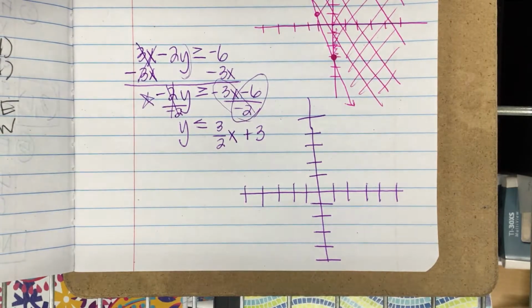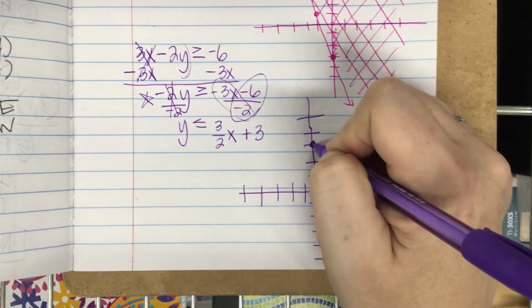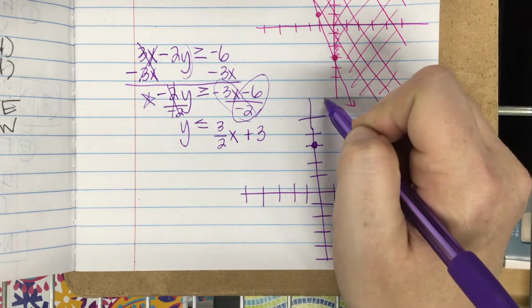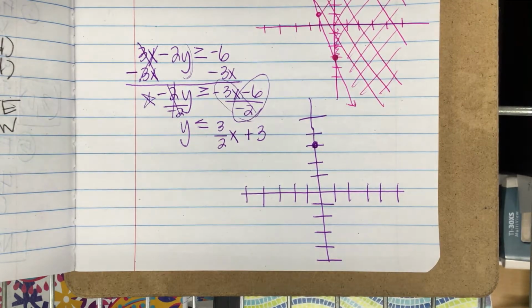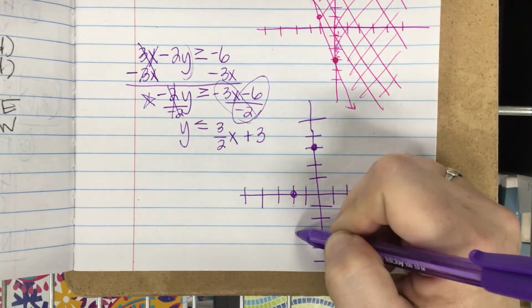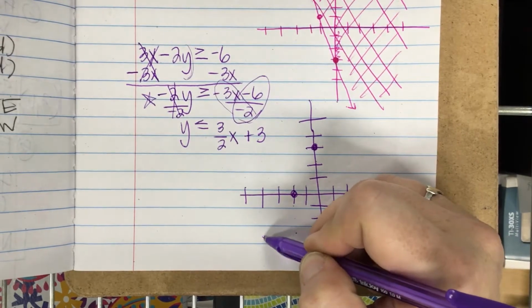Not my best graph, but it'll get the job done. Where does this start? Positive 3. My y-intercept is positive 3. 1, 2, 3. My slope is up 3 over 2. What do you need to do? I can't go up. My graph isn't big enough. I can't go up 3 and positive 2. What can I do? Negative 3, negative 2, negative 3, negative 2.